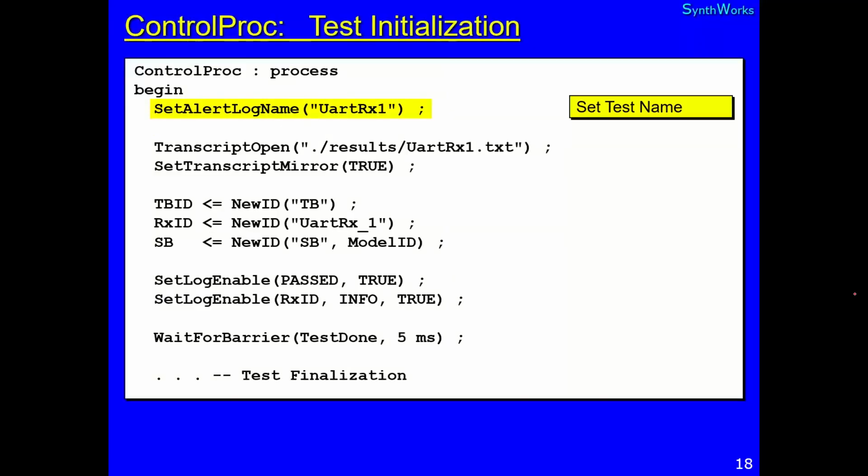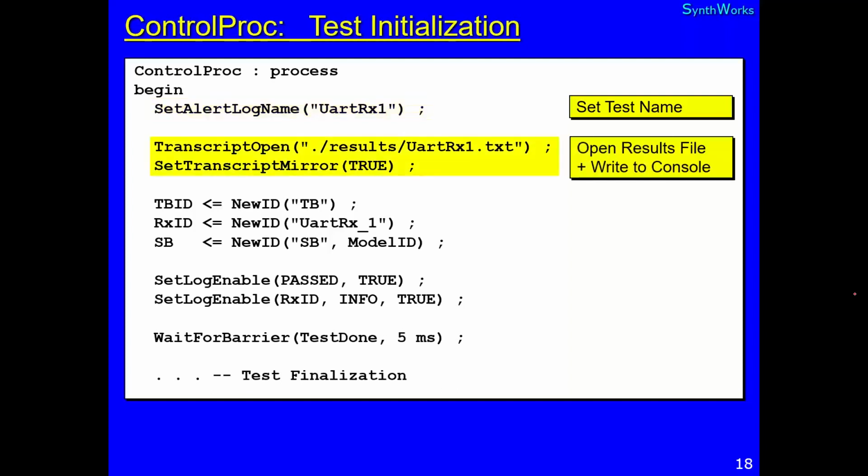Okay, so in initialization, the first thing we're going to do is set up the test name, and we do that with set alert log name. Generally, I make the test architecture file name match this name. It makes the OSVVM flow quite a bit easier. And often we have a configuration, and often we'll have the configuration name match this name too.